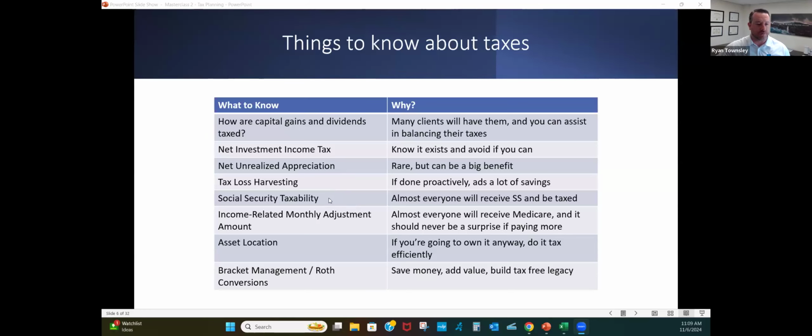That's our ultimate goal. So overall, it's capital gains, dividends, net investment income tax, net unrealized appreciation, tax loss harvesting, Social Security taxability, IRMAA for Medicare, asset location, and then bracket management and Roth conversions. And of course, we're going to save the best for last. But these are the things I think add the most value and that cover probably 90-ish% of what you'll run into. This is not supposed to be an all-inclusive lesson on these topics.